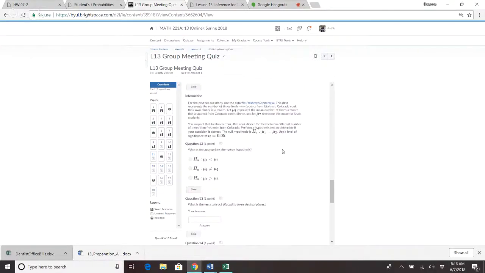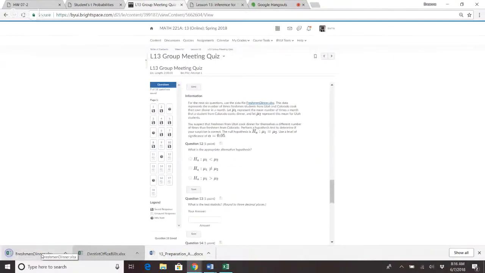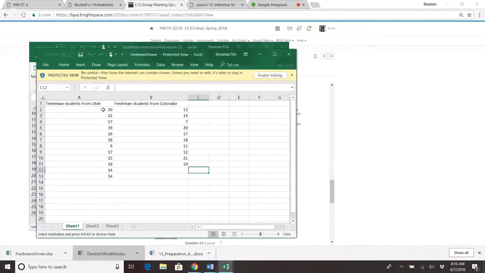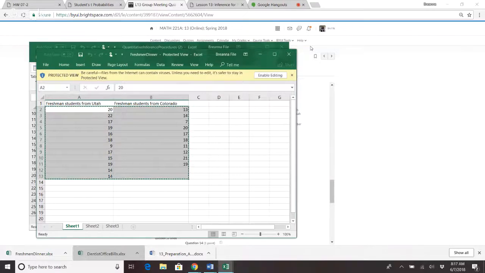For the next questions we use... I think these things all the way through, and then I get them wrong. Sorry. For the next 6 questions, use data. Okay, I got that. Data represents the times freshman students from Utah and Colorado cook their own dinner.